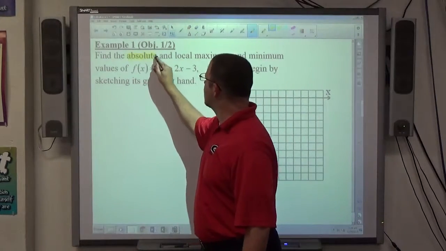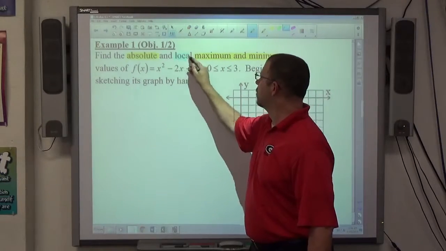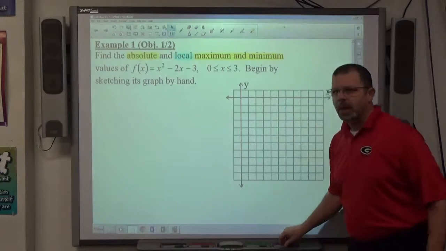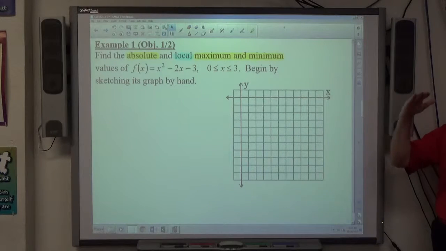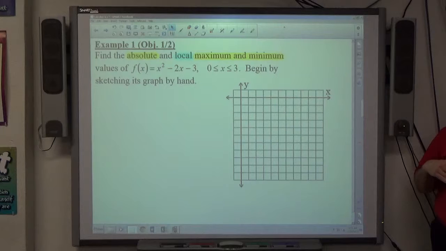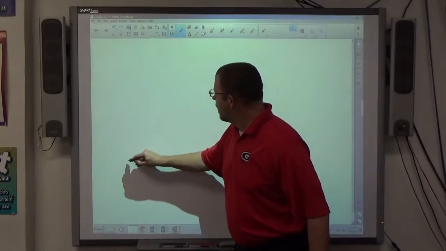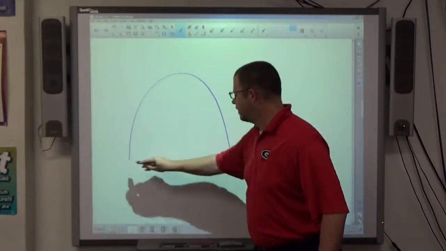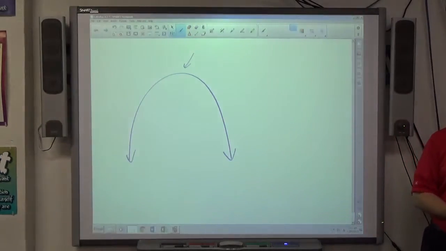First of all, absolute maximum and minimum, and then you have the local maximum and minimum. Absolute maximum and minimum would be the absolutely highest and lowest value on the graph. There's nothing higher, there's nothing lower. So if I was just drawing a picture real quick, if this is my graph, that's the absolute maximum, because it's the highest point on the graph, nothing's higher.